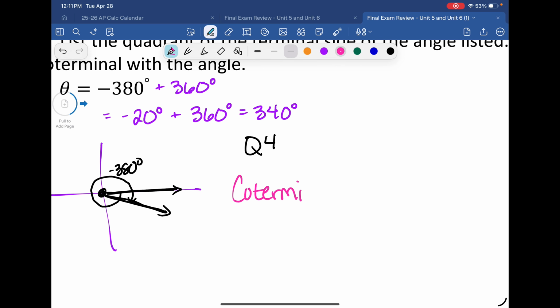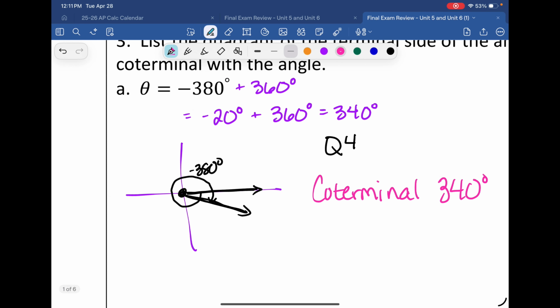Remember, it shares the terminal and initial side, but it could be a different direction, 340 degrees clockwise. Same terminal and initial side, different direction.